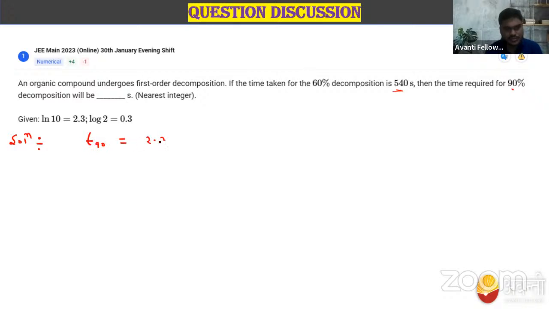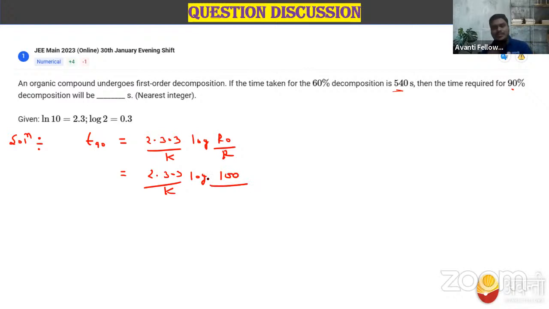So the formula is 2.303, and we need K, and this will be log R naught divided by R, right? Now, in this, we know 2.303, but we don't know K. Similarly, we know whenever percentage type questions come, 90%, 80%, 30%, always take R naught as 100. Now they're asking the time required for 90% decomposition. So 90% decomposition means what?